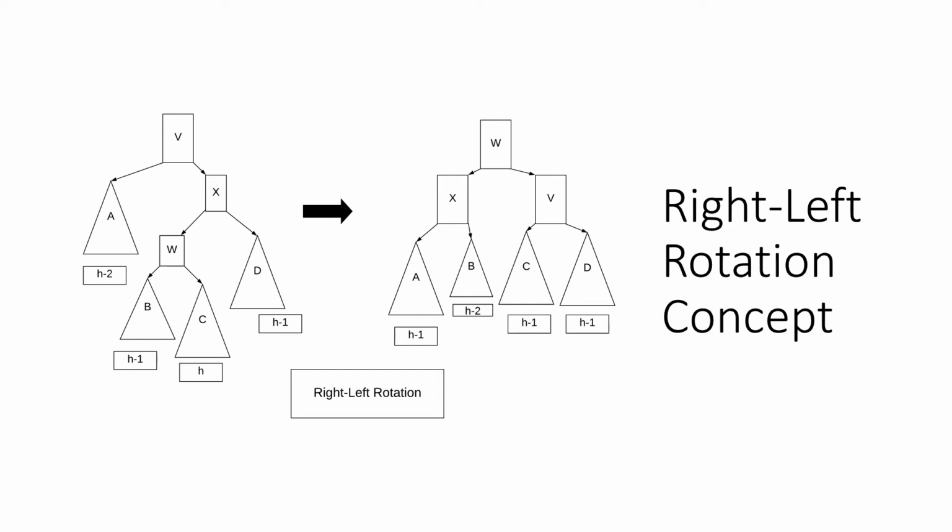This is the right-left rotation concept. So there's an imbalance caused due to an insertion in the left subtree of a right subtree. So this is our right subtree, and this is our left subtree of X. So first we'll perform a right operation. This will go here, X will come down, and then C will also go to the right. We don't need to worry about C. It's fine.